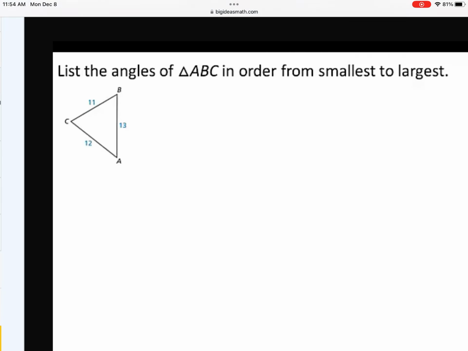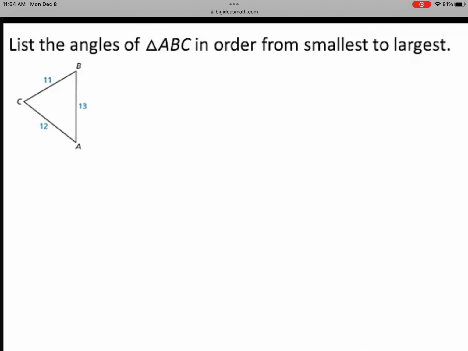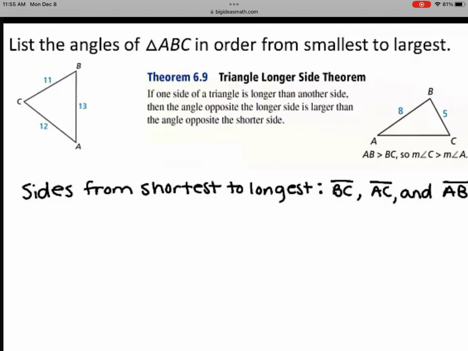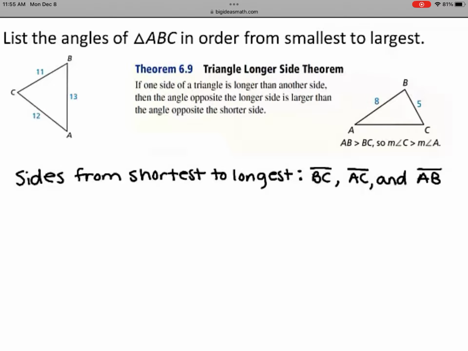List the angles of triangle ABC in order from smallest to largest. From the given diagram, you can see that the sides of triangle ABC, listed in order from shortest to longest, are side BC, side AC, and side AB. Now, the triangle longer side theorem states that if one side of a triangle is longer than another side, then the angle opposite the longer side is larger than the angle opposite the shorter side.